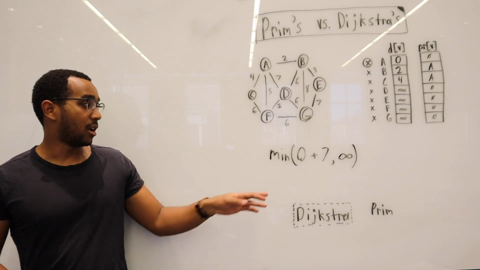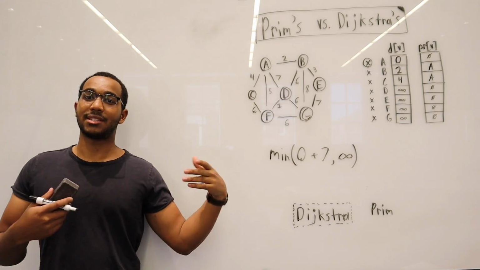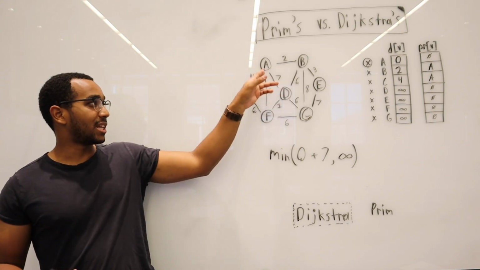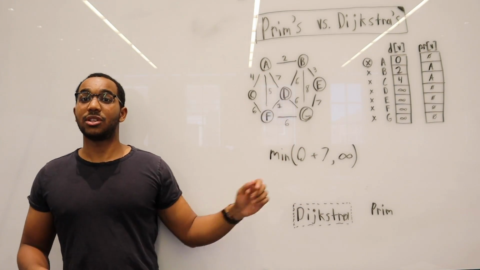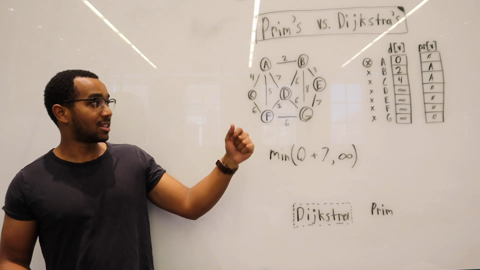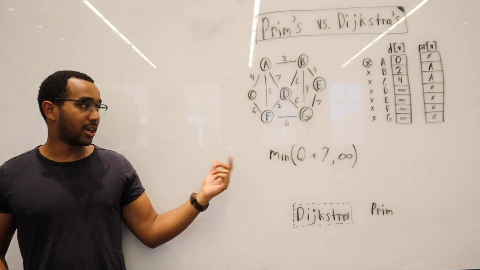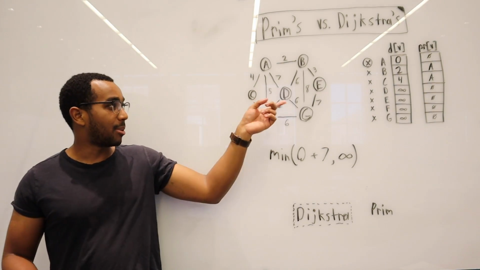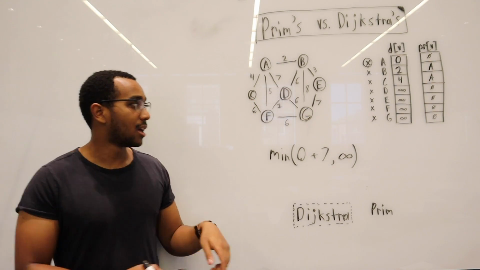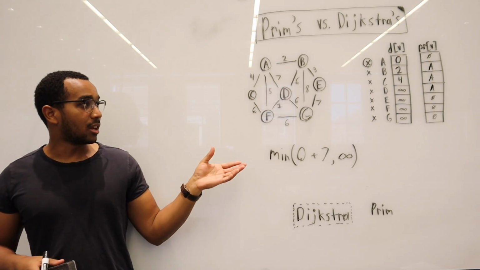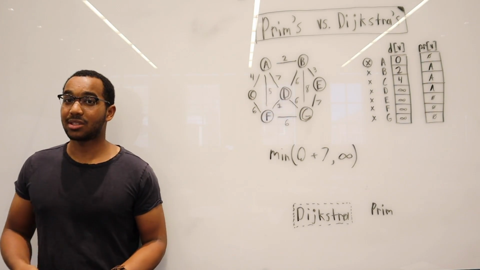What did we just do there? So we know that the best we can do to get to A is 0, plus the edge weight to D is 7, versus the best we've done so far to get to D, which is infinity. So the winner is going to be 7. So we want the parent of D to be A. And then we want to mark the new best upper bound to D as 7.